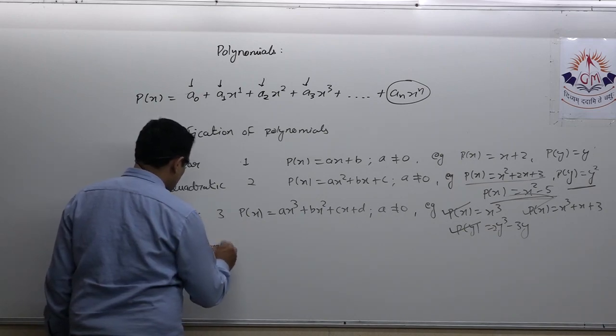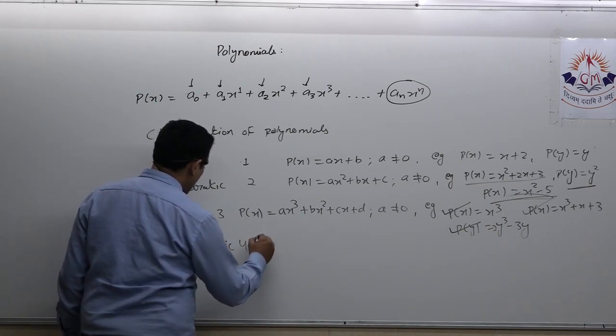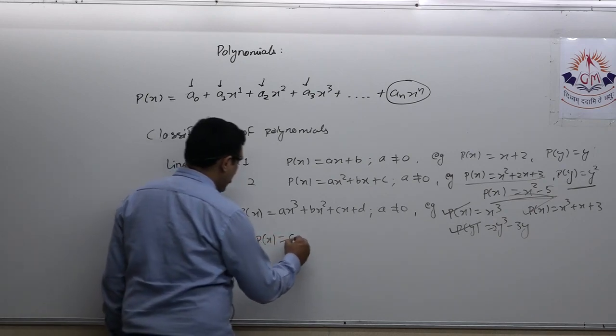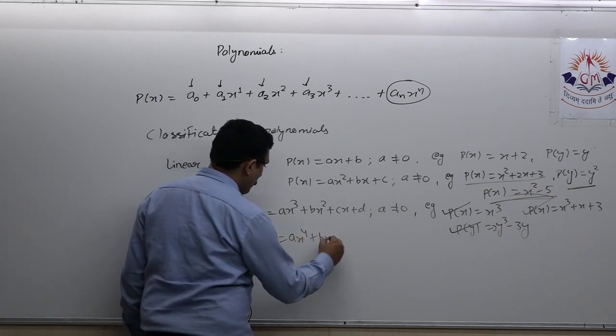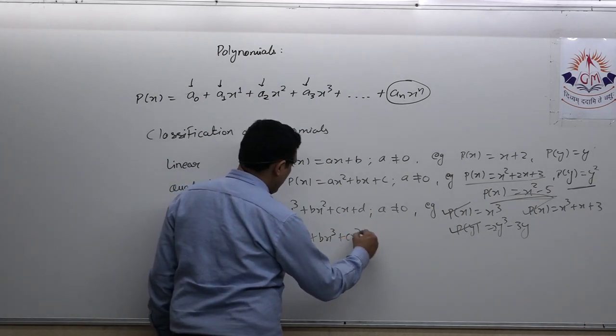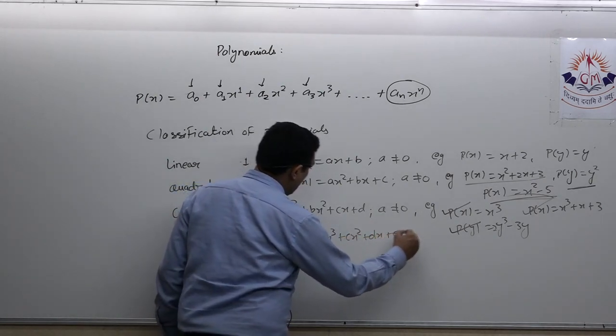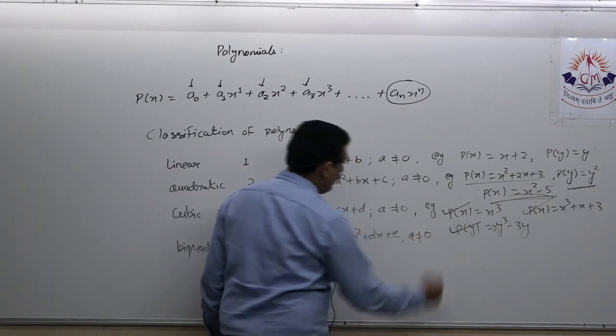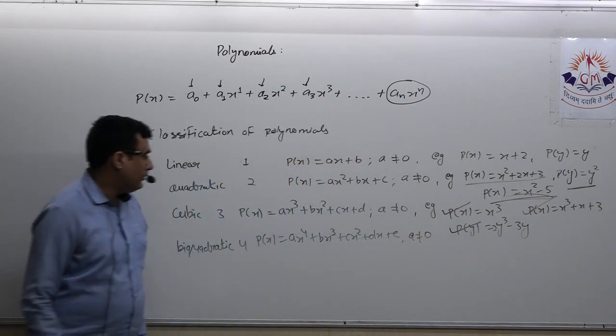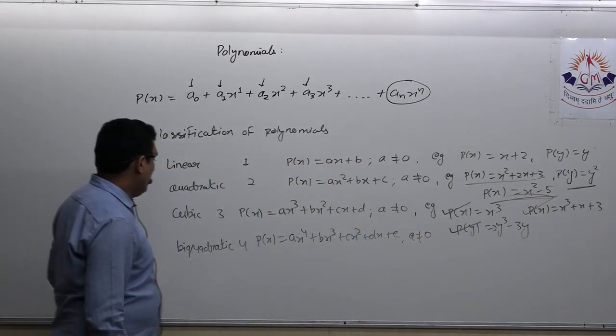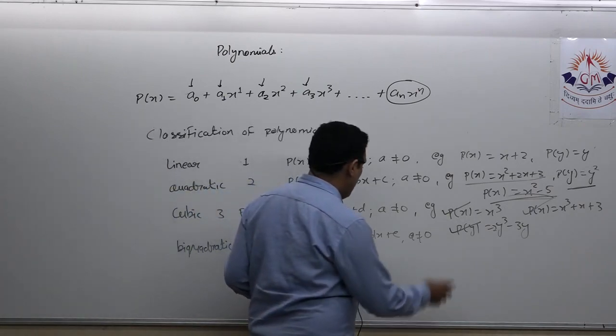Biquadratic. So the degree is 4. The standard form is ax raised to 4 plus bx cube plus cx square plus dx plus e. Again the condition: a should not be equal to 0. This is a biquadratic polynomial.